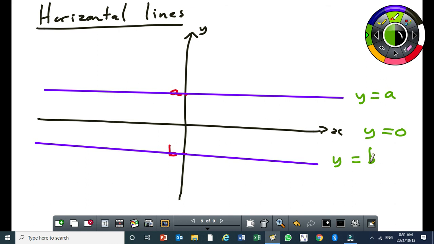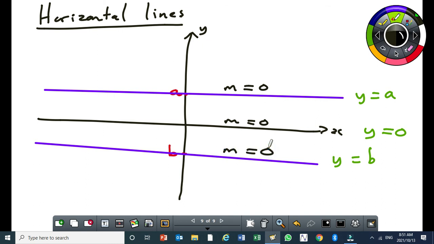Okay, their gradients are equal to 0. So the gradient of the x-axis is 0. The gradient of y equal to a is 0. The gradient of y equal to b is 0. Any horizontal line has a gradient which is equal to 0.